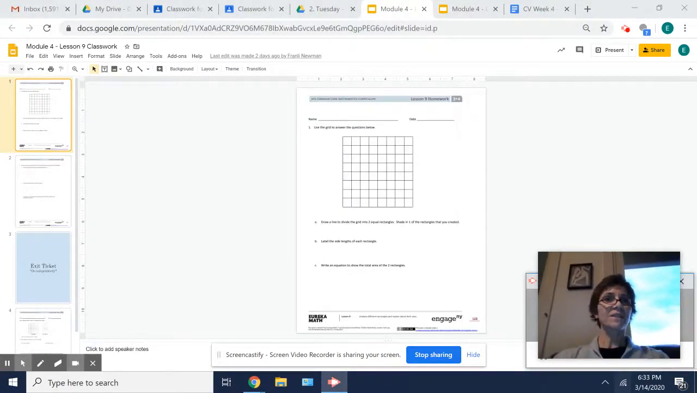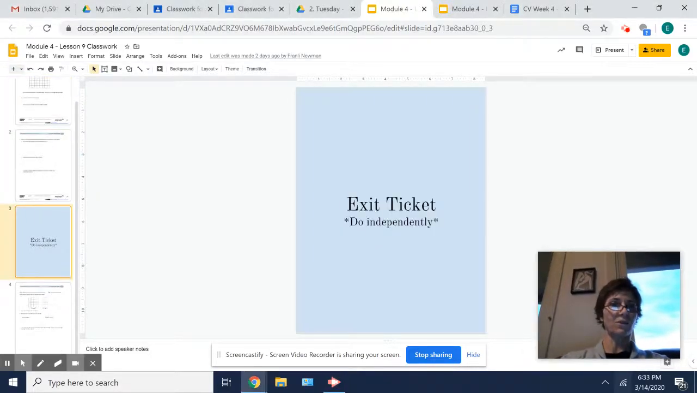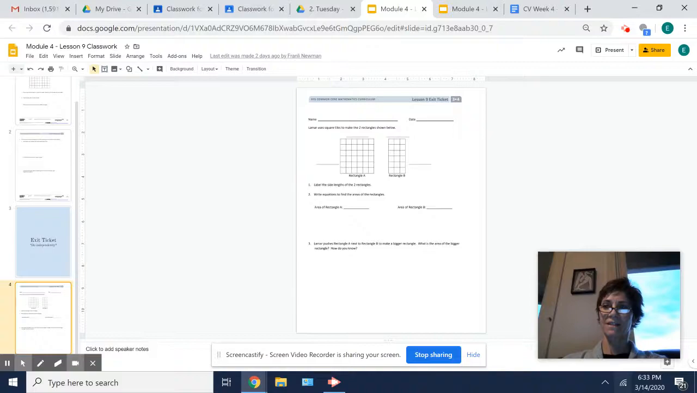And that was lesson 9, module 4. You can now open the slides, and I think you can easily do them independently. These are the slides that you are going to do, including the exit ticket.